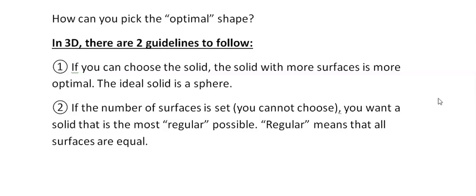If you can't choose the number of surfaces, then you want your solid to be as regular as possible. And just like in 2D, regular means that as many surfaces or lengths or dimensions are equal as possible. So if you can choose the solid, you choose a sphere. If you can't, then you make as many sides equal as possible to make as many faces equal as possible.